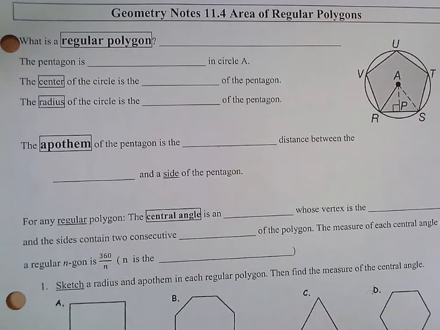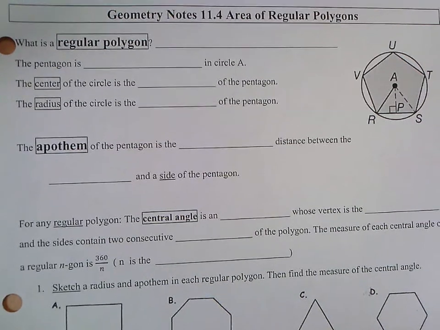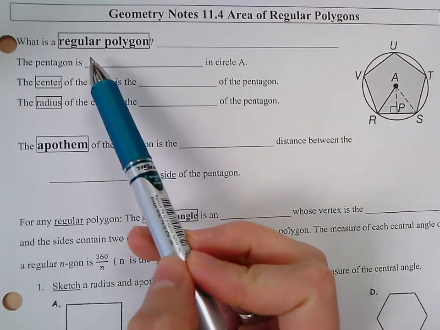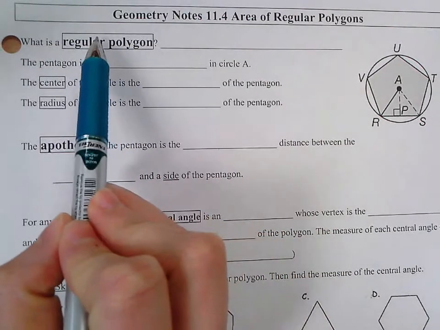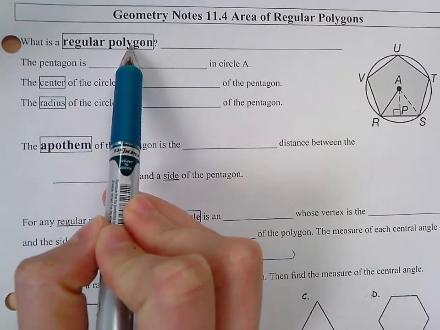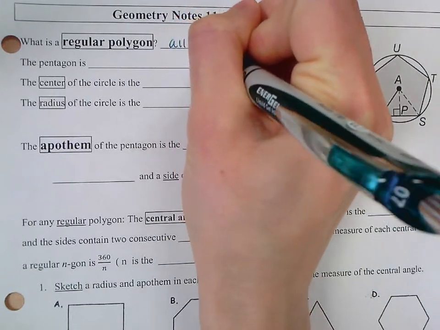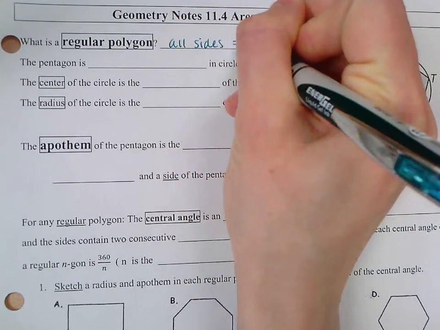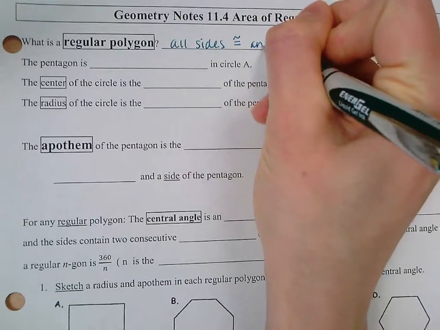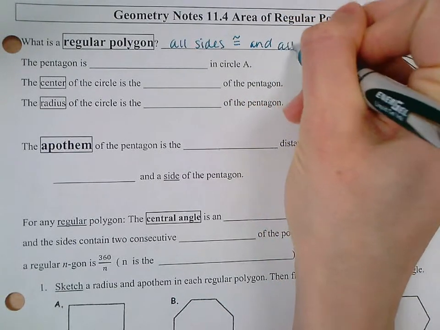Right, today we are covering areas of regular polygons. So we are going to start out by reviewing what a regular polygon is. When you see regular in front of polygon, this means the polygon has all sides congruent and all angles congruent.